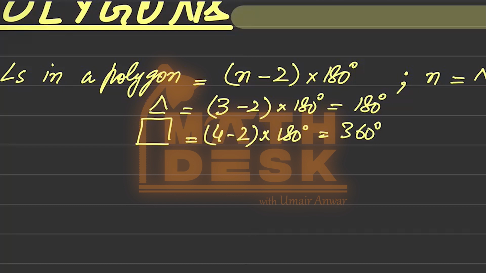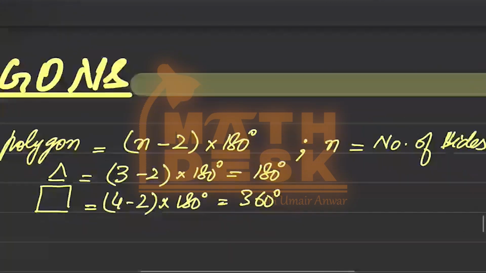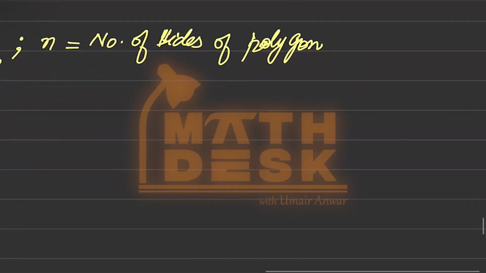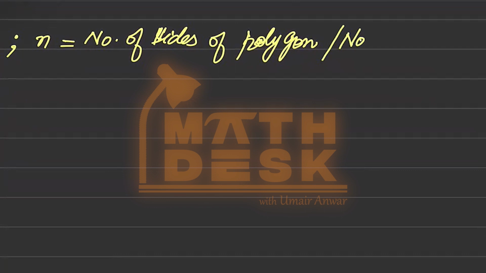angles in a polygon. Now, another important thing is that the number of sides in a polygon is equal to the number of angles in a polygon. So n not only represents the number of sides, but it also represents the number of angles in a polygon.